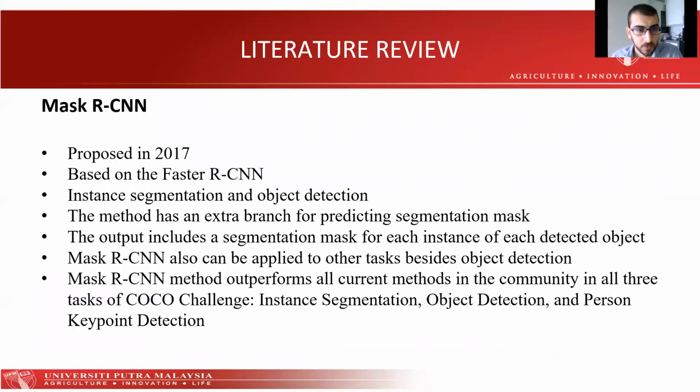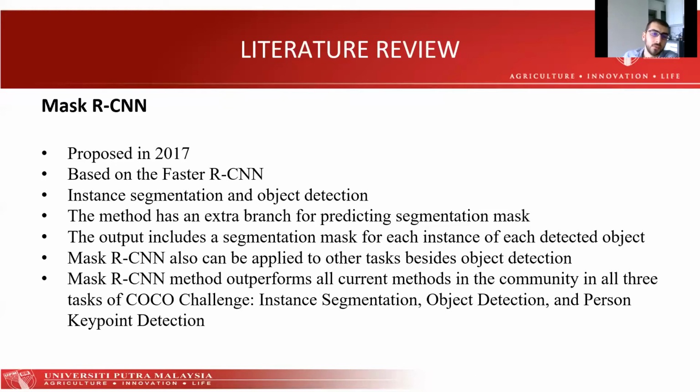Mask RCNN was proposed in 2017. It was the development of Faster RCNN. It's the approach of instance segmentation and object detection. And this method has an extra branch for predicting the segmentation mask. Mask RCNN can be applied for other tasks than object detection.